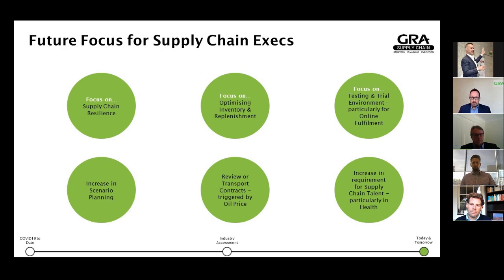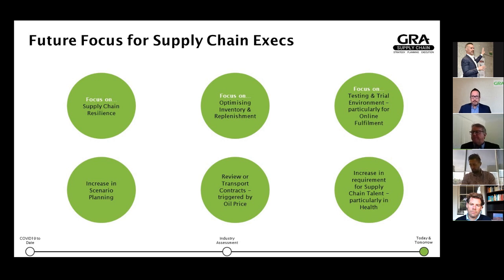So inventory optimization and responsive replenishment planning, again, moving away from the traditional min-max ROP, ROQ methods. That's important. Again, also important if we're going to support scenario planning capabilities. We're focusing on testing and trialing environments, particularly for online fulfillment. But again, this is the way at the moment, which is finding a hypothesis, experimenting with it at one scale, and then rolling that out as appropriate.